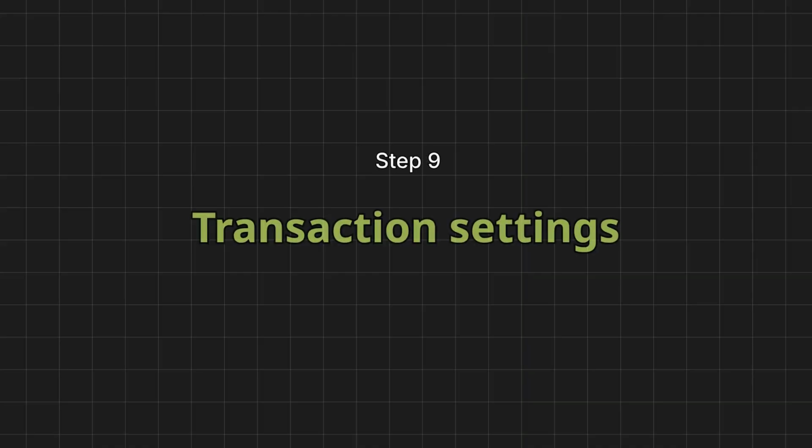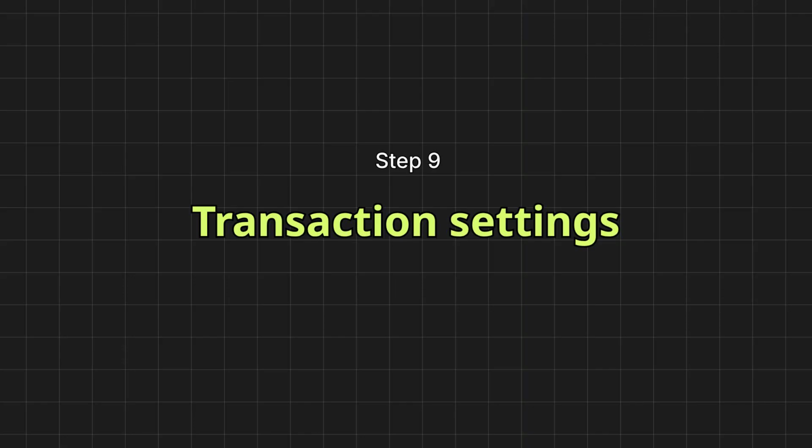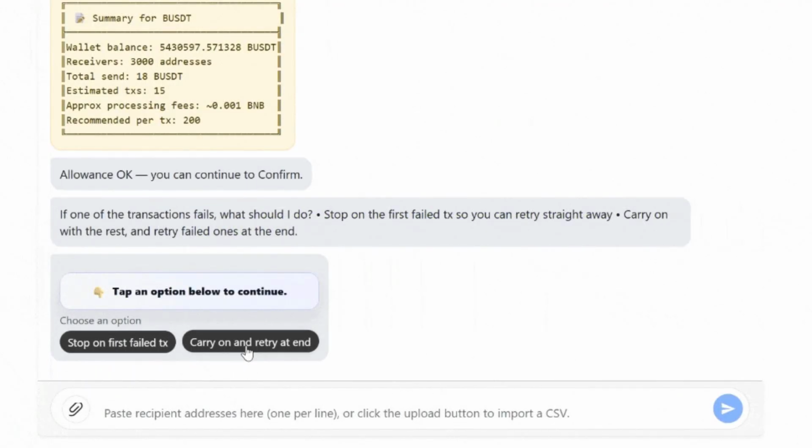Choose how you want transactions handled. You can stop on the first failure or continue and retry failed transactions. Then start the distribution process.